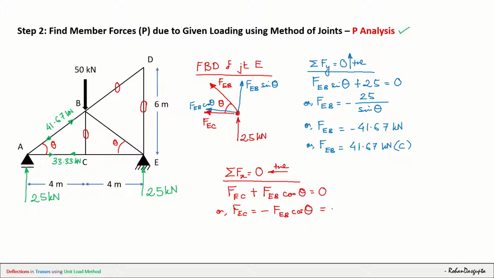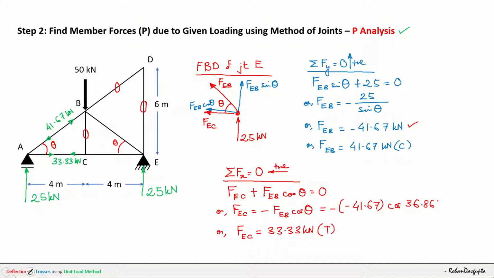Just see that now I'll be putting the values, minus FEB is already in minus. So let us take this as minus 41.67 cos 36.86 degree. So if you put this in the calculator, you will find that FEC is equals to 33.33 kilonewton, and since it is coming out as positive, so therefore it is tensile in nature.